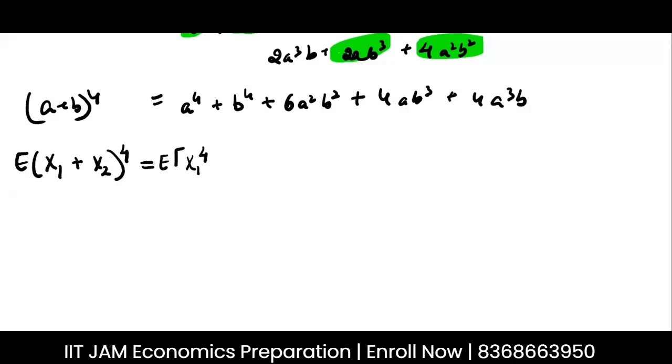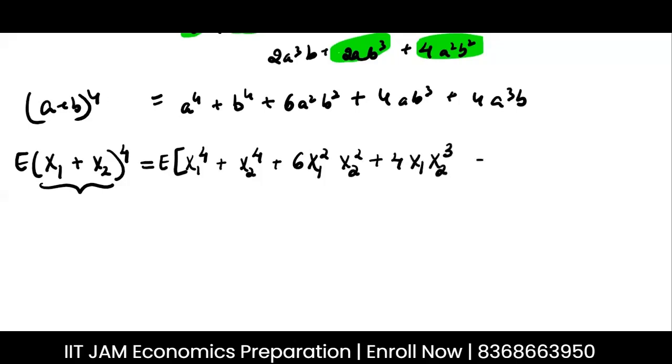the expected value of, I'm just opening this up, x1 to the power 4 plus x2 to the power 4 plus 6 x1 square x2 square plus 4 x1 x2 cube plus 4 x1 cube x2. This is what will happen. This is what we are going to go ahead and get.